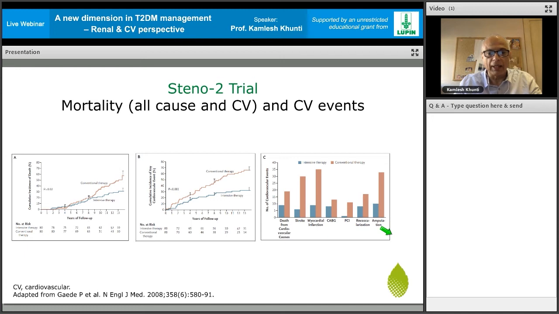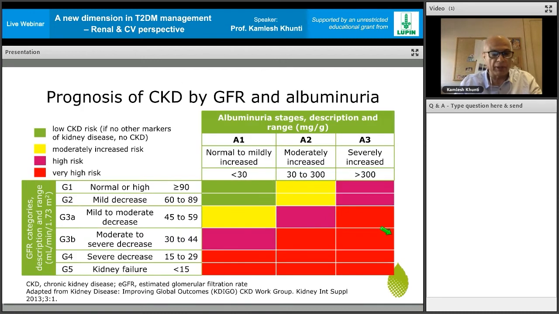And this is looking at intensive therapy in the blue and conventional therapy in the brown color. Death from cardiovascular events, stroke, myocardial infarction, coronary artery bypass grafting, PCI, revascularization, amputation, all of them much increased in the conventional group. And with multifactorial interventions, we can reduce all of these impacts. As you know, multifactorial interventions included RAS inhibitors, blood pressure management, lipid management, and HbA1c control.